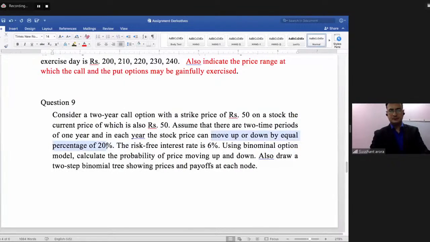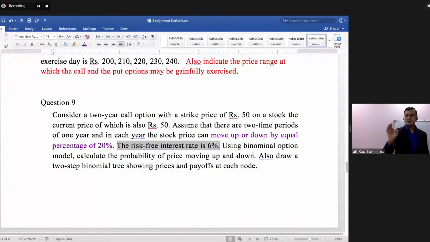See this line. Can move up or down by the equal percentage of 20%. Down by 20% means it becomes 80. Up means its value becomes 120 times. 120% of 50 and 80% of 50 means downside. Okay. The risk-free rate is 6%. How to interpret this, we will see. Okay, nothing to worry.